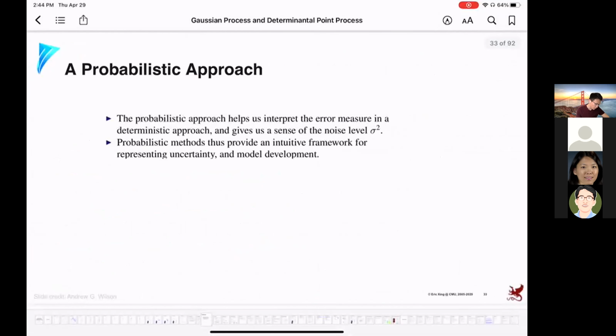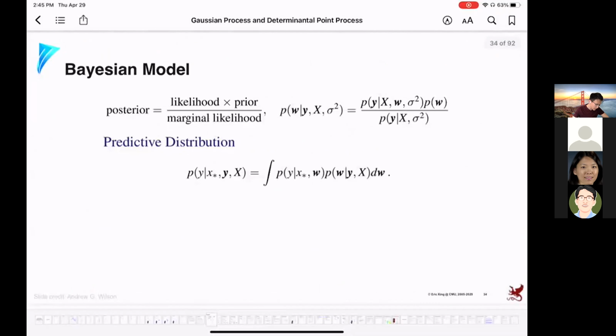The good thing about the probabilistic approach is that it can help us interpret the error, because we assumed it to be Gaussian noise, so it's more interpretable. Also, this provides us the ability to represent uncertainty. Like what we just discussed, sometimes other than the prediction, we also want to know how confident we are about the prediction. So based on the probabilistic model, there is another formulation, the Bayesian model.